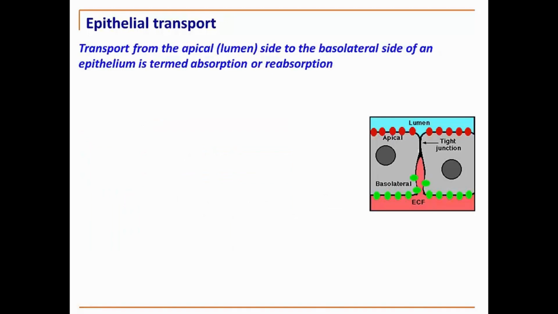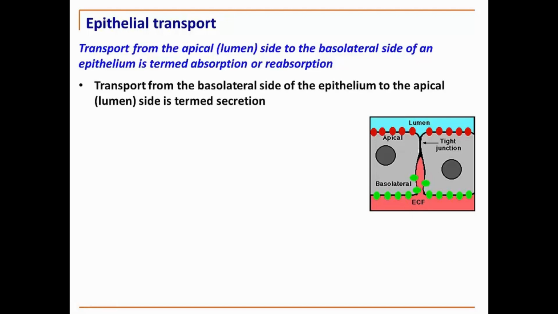So, how do we transport things across the epithelial cells? Well, we need to transport things from the apical, that's the luminal side, shown there, to the basolateral side, shown here, so for example to the extracellular fluid. That's termed absorption, or alternatively reabsorption if it's already been in once and is being reabsorbed back in again. So from the lumen to our blood or our extracellular fluid, which includes our interstitial fluid and our plasma, that is called absorption or reabsorption depending on the tissue.